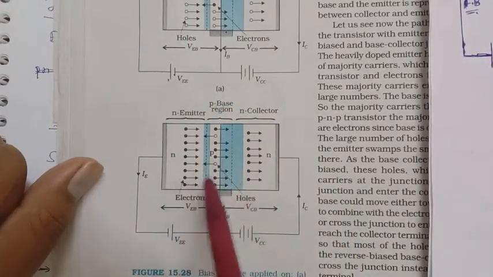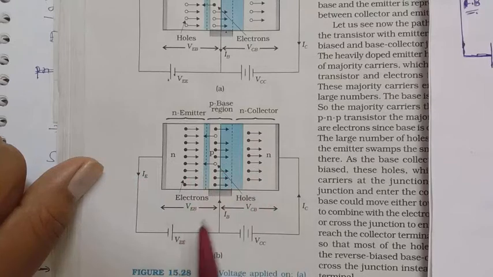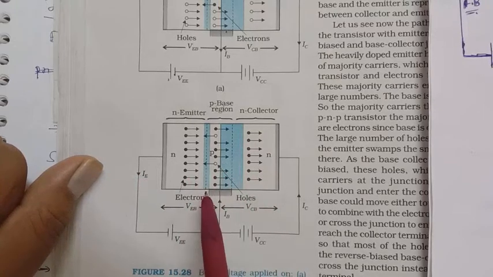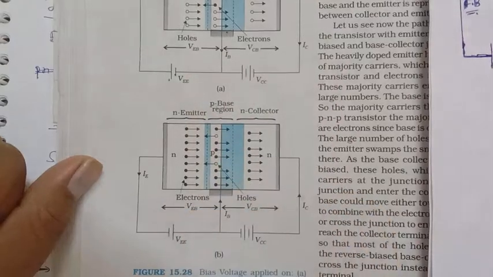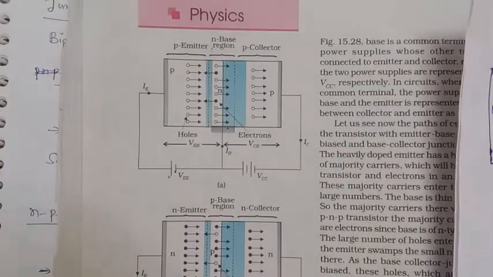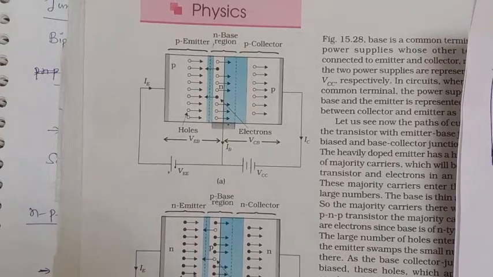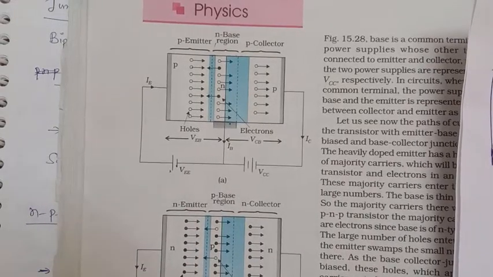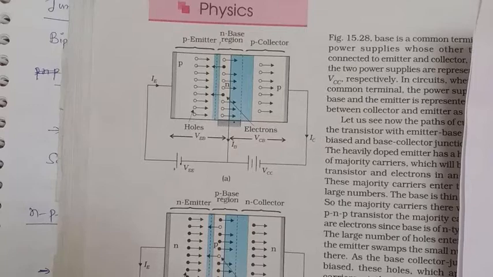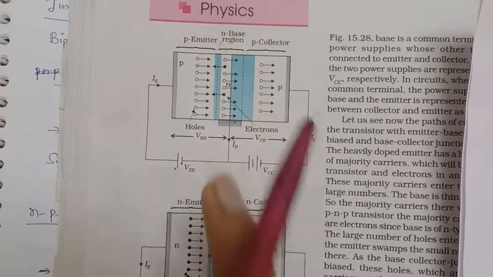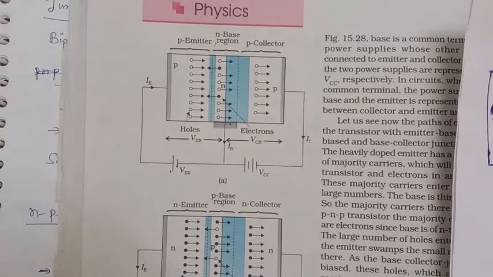So in an NPN transistor the majority charge carriers are electrons. In the other, the majority charge carriers are holes. That's why practically, in experiments, we prefer the NPN transistor. Why? Because in that the majority carriers are electrons, in the other the majority carriers are holes.